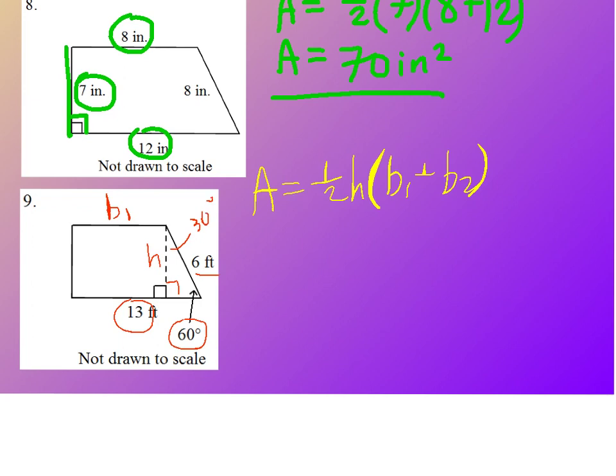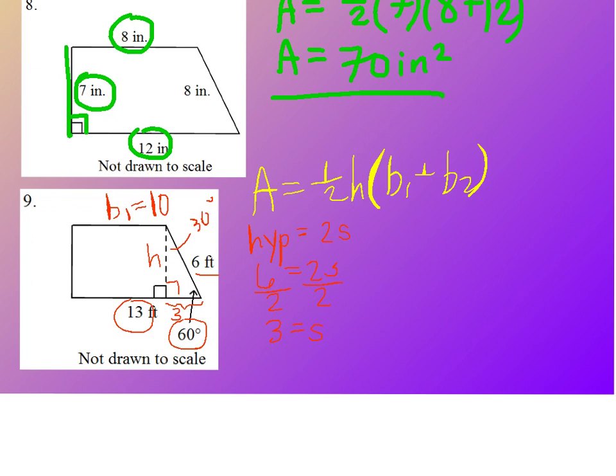Because we know that the hypotenuse is equal to twice the short leg. So if the hypotenuse is 6, then to solve for the short leg, I'm going to divide both sides by 2. So the short leg is equal to 3. So I know right here, then, that this is 3. And if I know that, and I know the whole thing's 13, then I know my base 1 up top is 13 minus 3, which is 10. So now I know both bases.